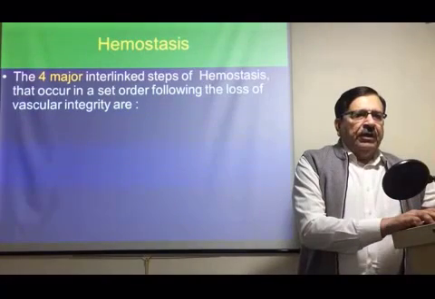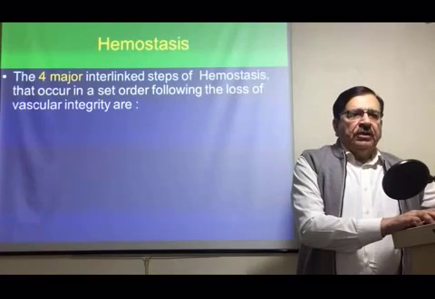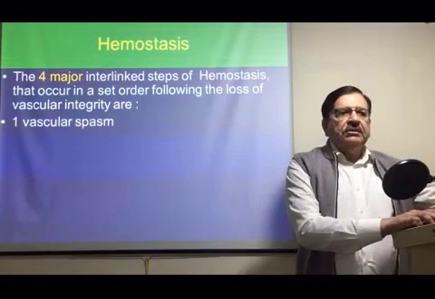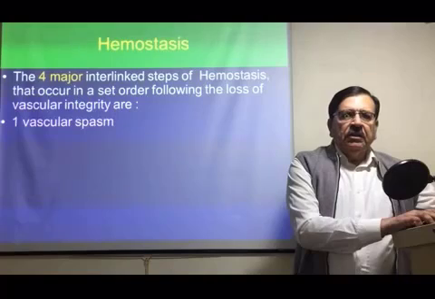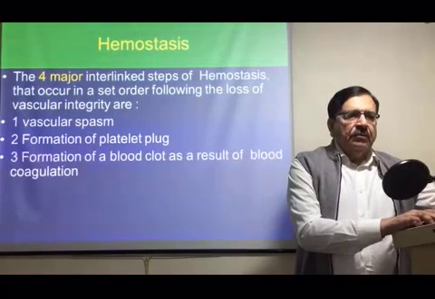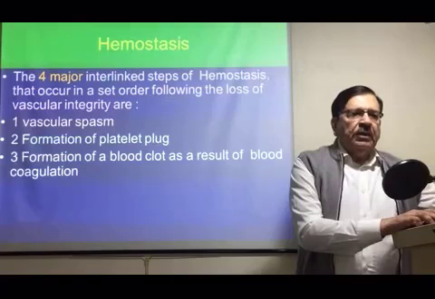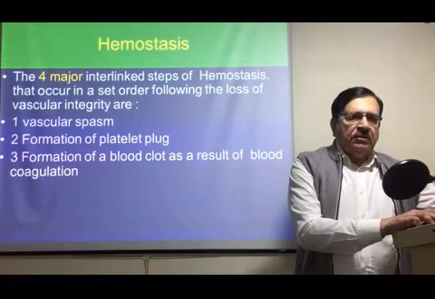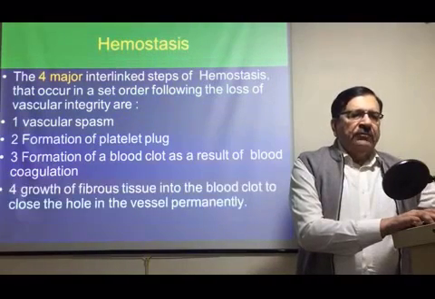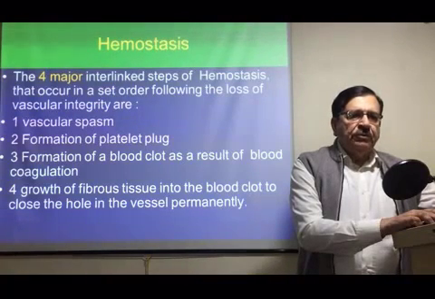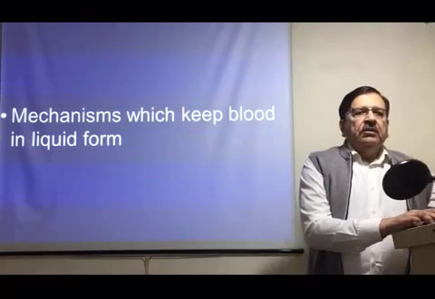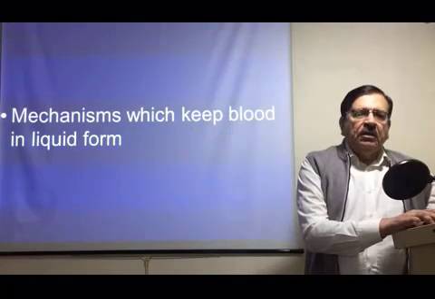There are 4 interlinked steps of hemostasis that occur in set order following the loss of vascular integrity. The first event is vascular spasm. Then there is formation of a platelet plug, and formation of a blood clot as a result of blood coagulation. This is the third step of the cascade which occurs during hemostasis. And the fourth and final step is growth of fibrous tissue into the blood clot to close the hole in the vessel permanently. Here we will discuss what the mechanisms are that keep blood in liquid form.